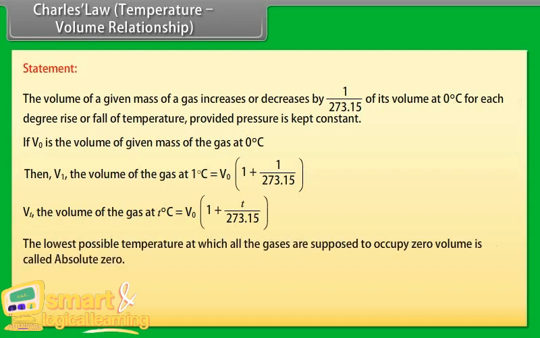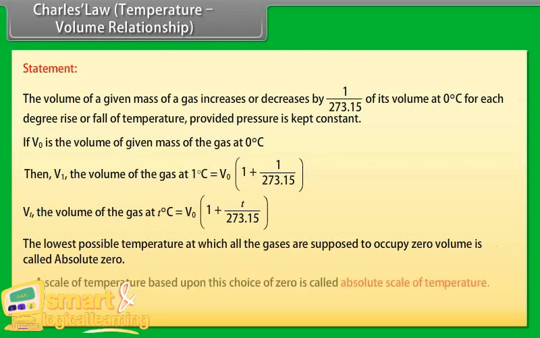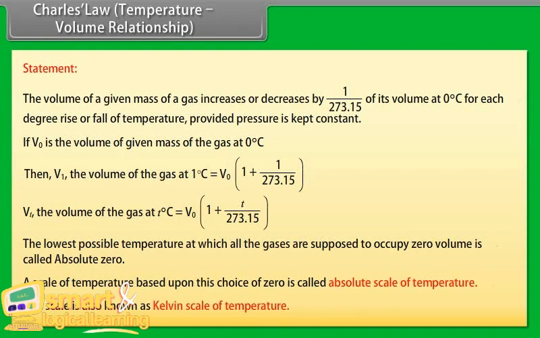The lowest possible temperature at which all the gases are supposed to occupy zero volume is called absolute zero. A scale of temperature based upon this choice of zero is called the absolute scale of temperature. This scale is also known as the Kelvin scale of temperature.